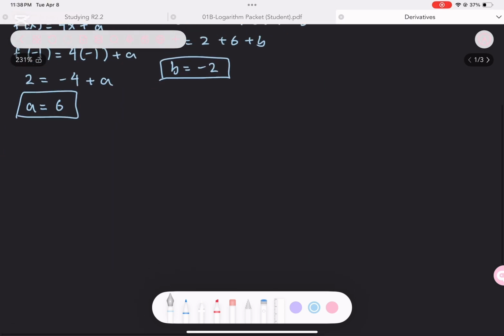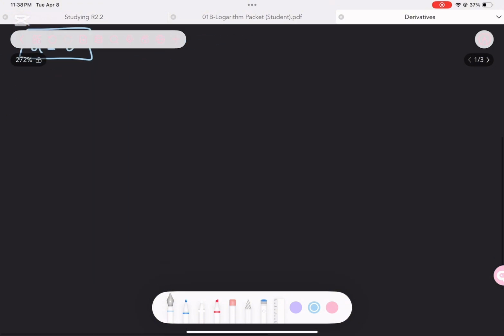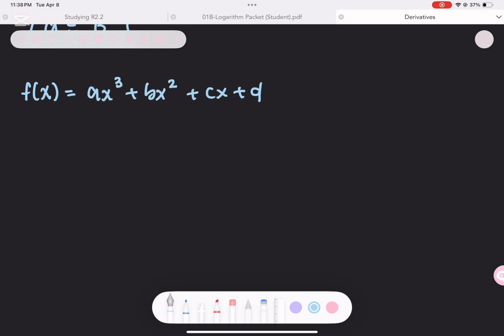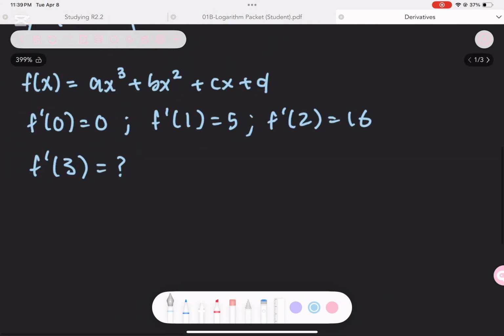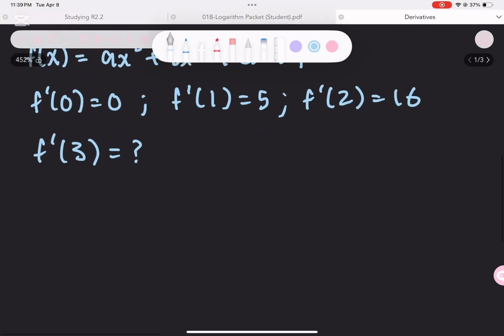If you ever come across a situation where you're given the derivative, I'm just going to write it down. Say you're given f of x is equal to ax cubed plus bx squared plus cx plus d, and you're given that f prime of 0 is equal to 0, f prime of 1 is equal to 5, and f prime of 2 is equal to 16, and you want to find f prime of 3. What you're going to do here is take the derivative, as always.